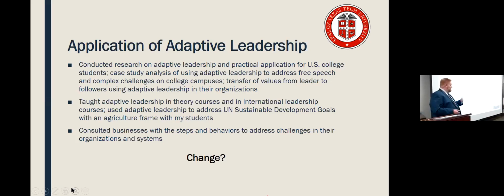So at the bottom of the slide, you see the word change. And I want to ask, how do you respond to change? Do you like change? Do you not like change? You can either put your answers in the chat, or if one or two of you want to share, how do you process change? What do you think about change?